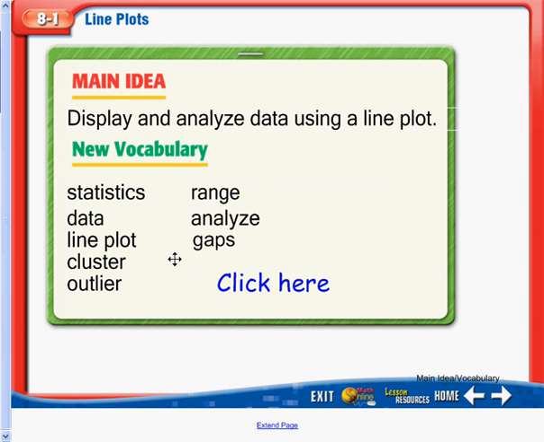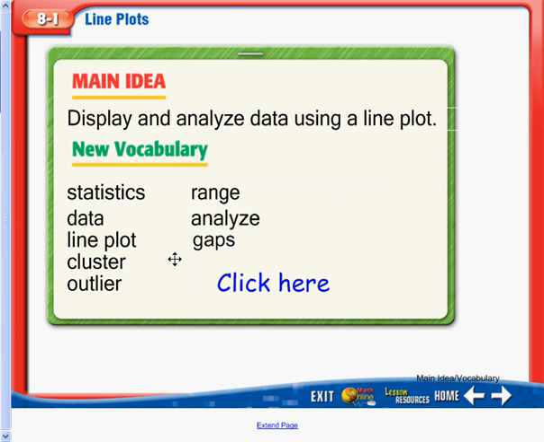Today we're covering line plots. So the main idea is to display and analyze data using a line plot. A line plot is kind of the start of this whole statistics chapter, where we're going to be going through a lot of different ways of graphing in terms of line graph, bar graph, line plot, histograms, things like that. So we're getting into a statistics area where it deals with a lot of data, typically on a table. And a line plot is one of those forms.